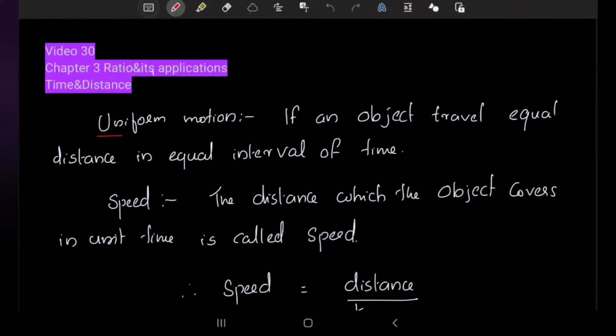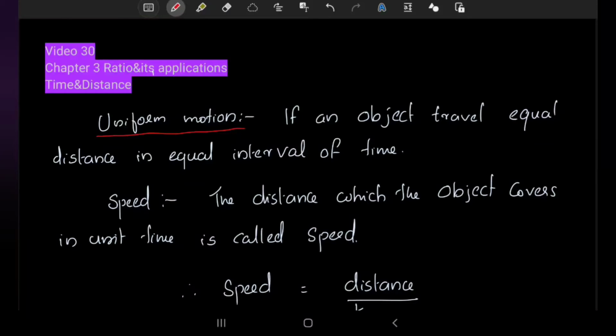It travels equal distance in every equal interval of time. That is called uniform motion. These things are related to physics. We just have to understand terms like uniform motion and speed, and we have to solve problems mainly in this mathematics session. So understand what speed and uniform motion are, and then go directly to problem solving.